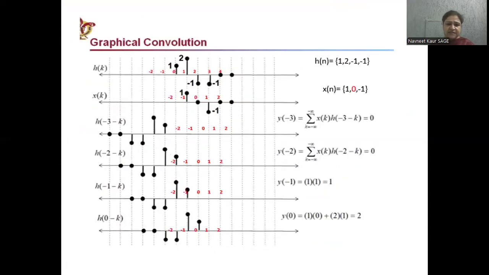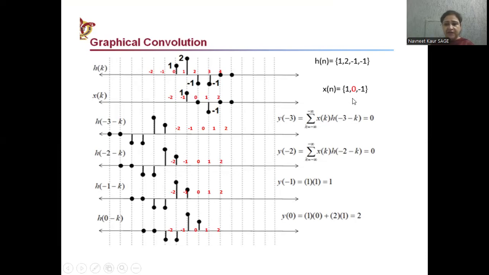Now, we'll discuss the graphical convolution example. Here, suppose I have two signals h[n] and x[n]. h[n] is given by four samples 1, 2, -1, where 1 is at n is equal to 0, then at n is equal to 1, n is equal to 2, and n is equal to 3, which is represented here. Now, similarly, x[n] is given by three samples 1, 0, -1.